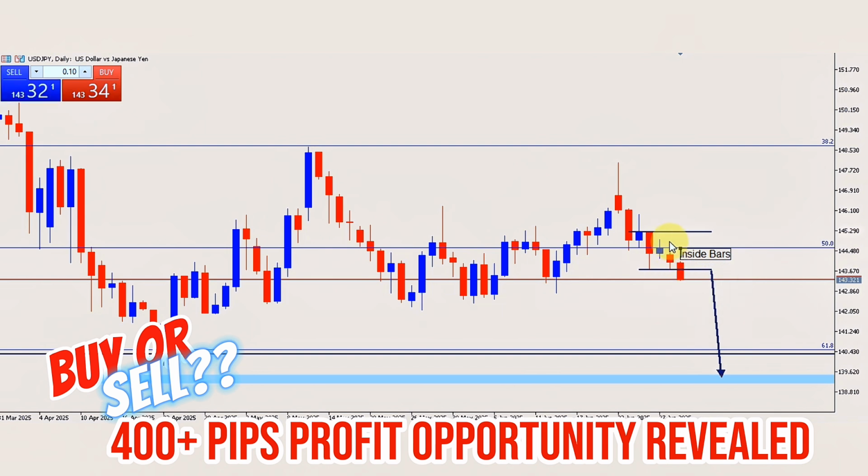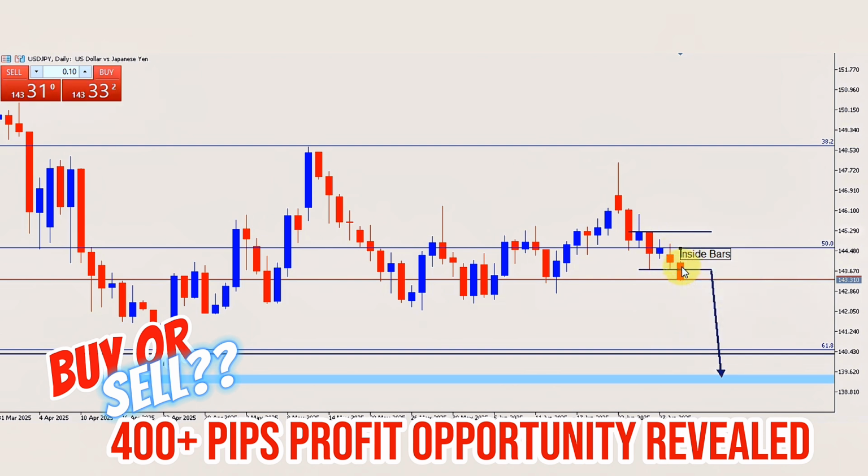We had two inside bars forming within this bearish candle. This is the first inside bar, and this is the second inside bar. Remember, this is my daily time frame. Inside bars formed on daily time frames are significant because they indicate the overall trading sentiment for the whole day. So two inside bar candles formed, and now we have price breaking lower.